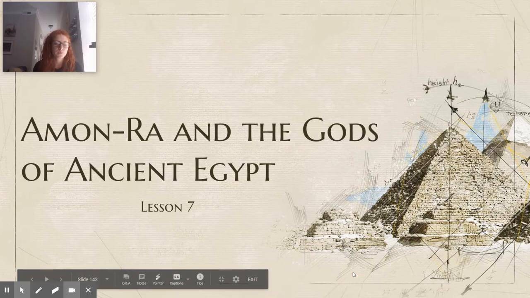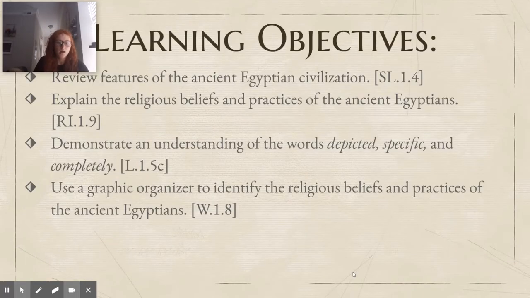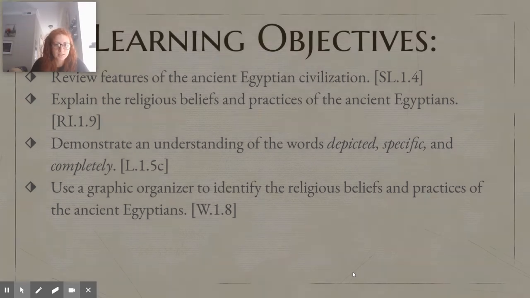Today we are going to read Amon-Ra and the Gods of Ancient Egypt. Our learning objectives for today are to review the features of ancient Egyptian civilizations, explain the religious beliefs and practices of the ancient Egyptians, demonstrate an understanding of the words depicted, specific, and completely, and use a graphic organizer to identify the religious beliefs and practices of ancient Egyptians.